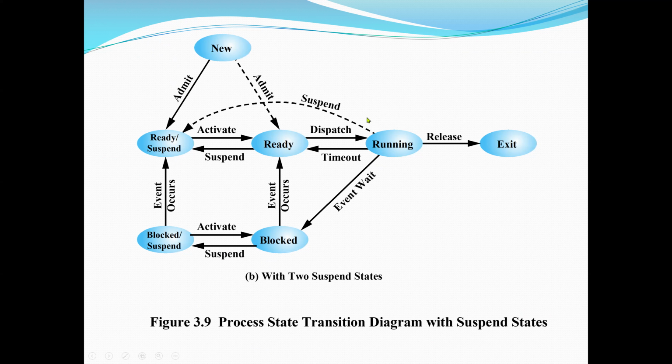Now, if we are in the running state and we get an interrupt, or suspension due to some activity, we can move from the running state back to ready or suspend state. Other than that, we release and then we exit from the program. So we can see the other states with two suspended states: ready suspend, and also blocked suspend.